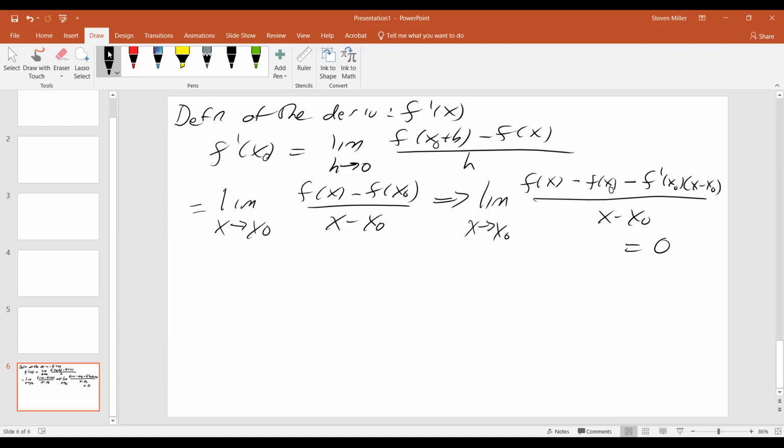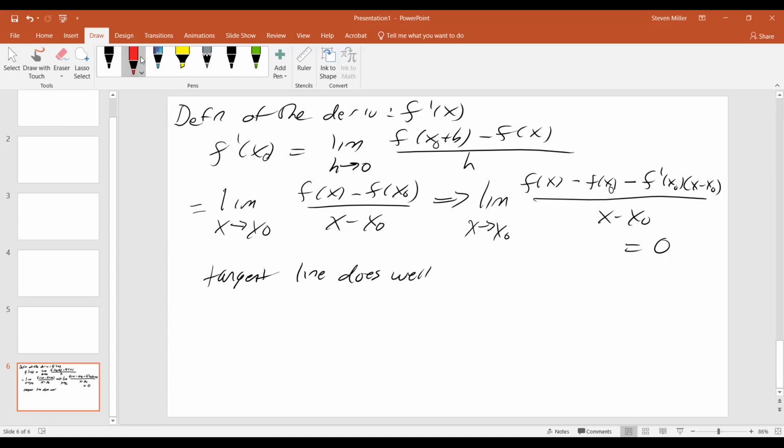Okay. Once we've fixed all the typos, this is essentially the same as what we had before. I've just moved things over. It's an equivalent definition. What this is saying is the tangent line does well. Tangent line does well.